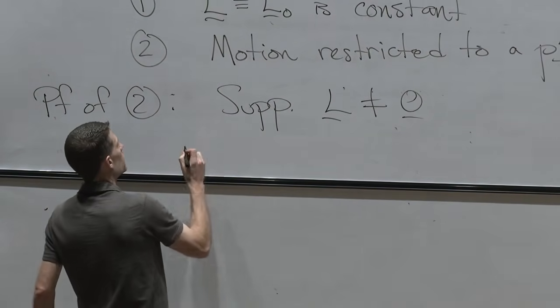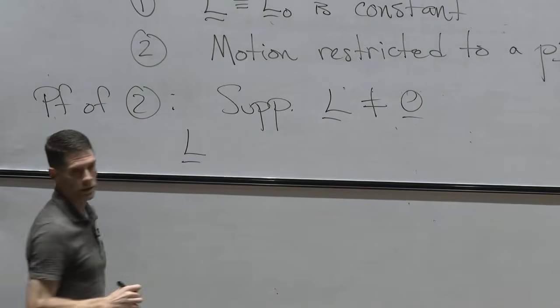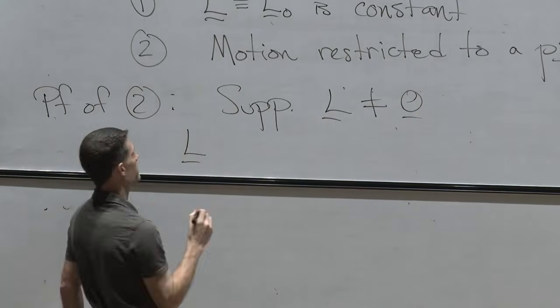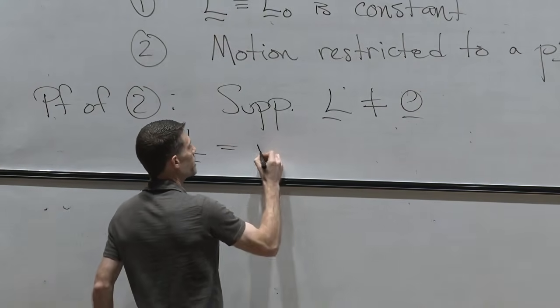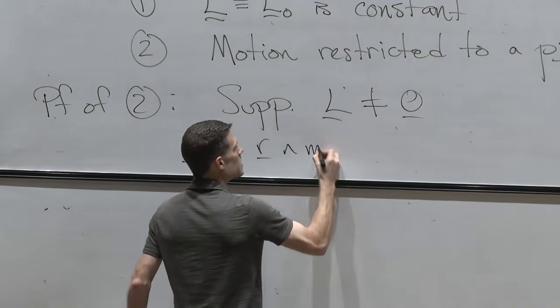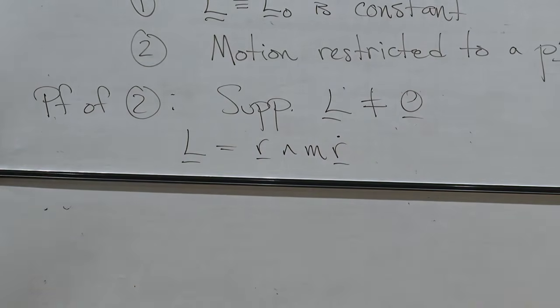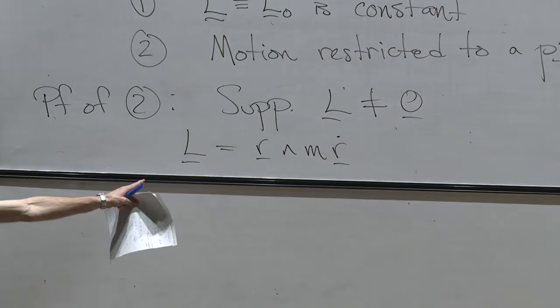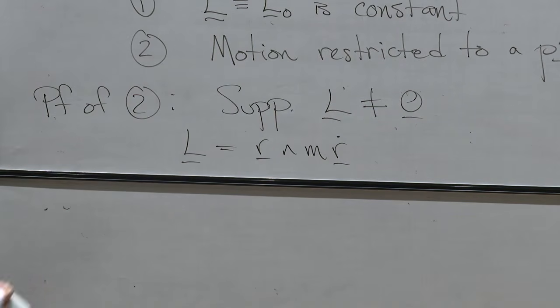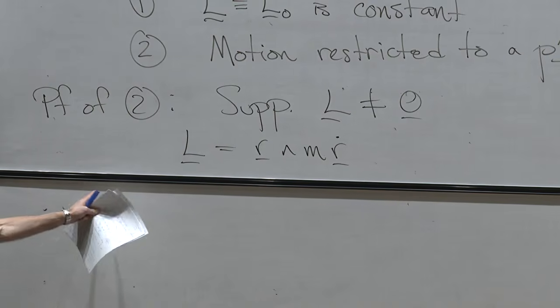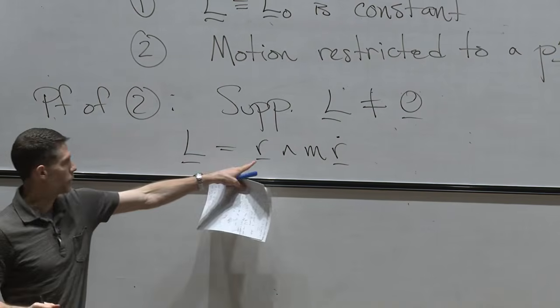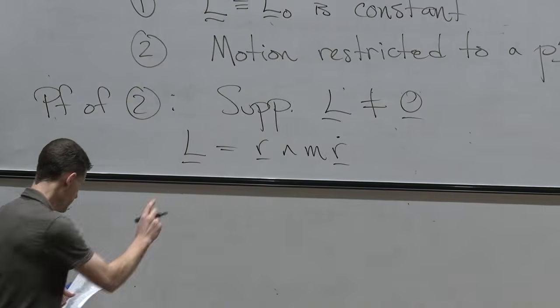So L, I'm using L for L0, is not the 0 vector. So L, by definition, is r cross m r dot. And the key is that that's a cross product. A cross product is orthogonal to each of the two input vectors, which means that this constant vector L is orthogonal to both r and r dot. Right?